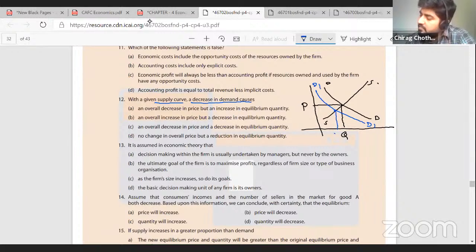Look at equilibrium quantity and look at equilibrium price. Price falls and equilibrium quantity also falls. So there will be an overall decrease in price, but an increase in equilibrium quantity, nah. An overall increase in price, nah. An overall decrease in price and decrease in equilibrium quantity, huh? Right? So C becomes our correct answer. D, no need to look at.